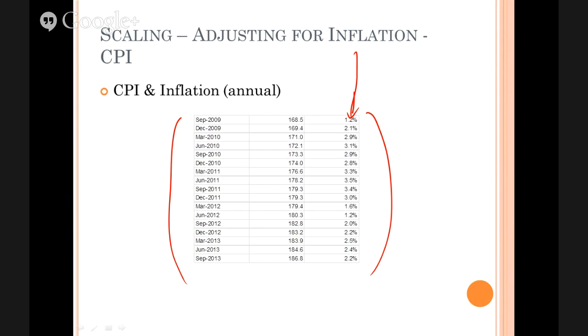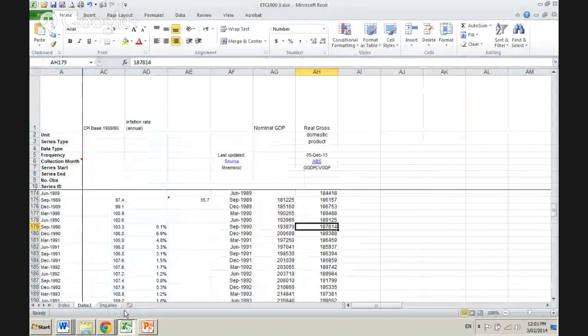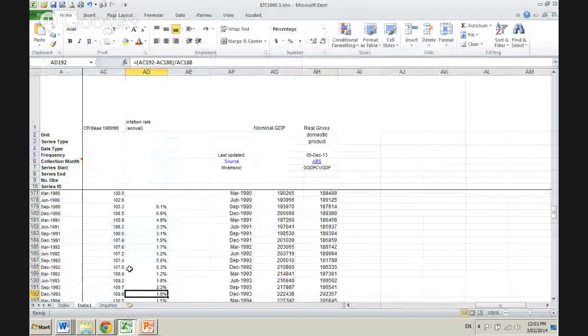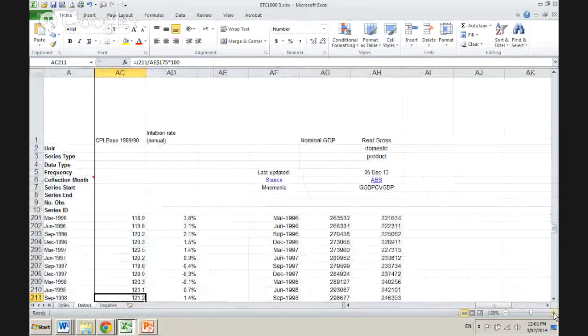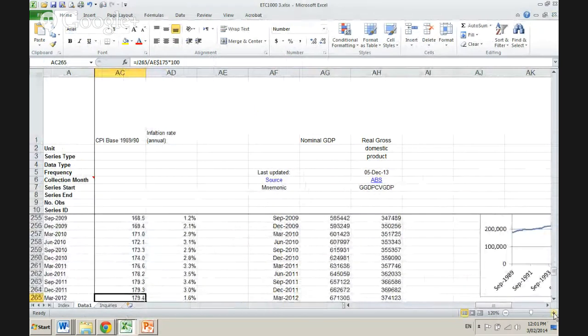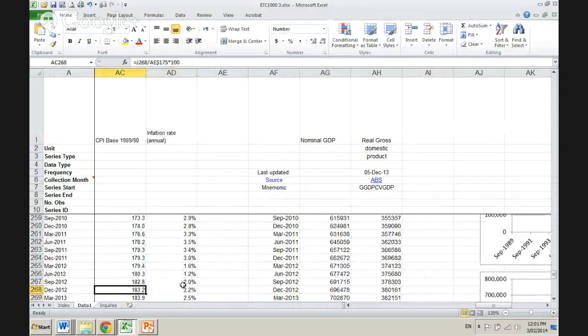What I'll actually do is just click you across to what the data looks like in a spreadsheet here. So this is that Consumer Price Index data. I'll make it a little bit bigger for you. See, it just scrolls its way down here with lots of different values. And next to it is the inflation rate. So, for example, the inflation rate up to December 2012 was 2.2%.